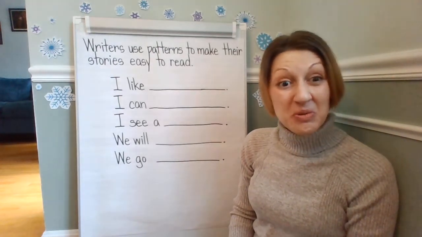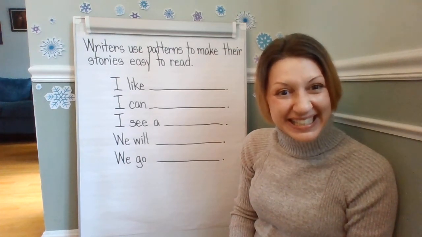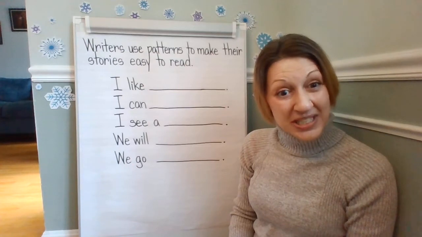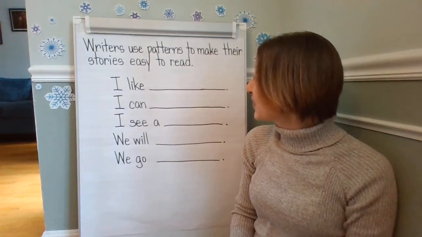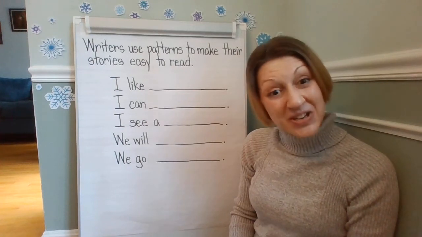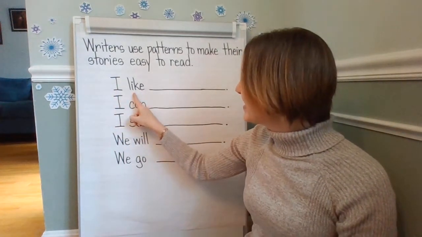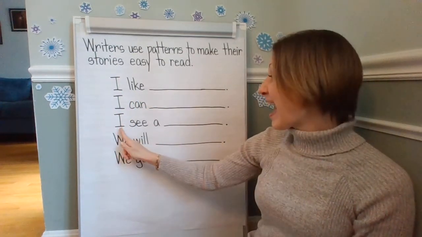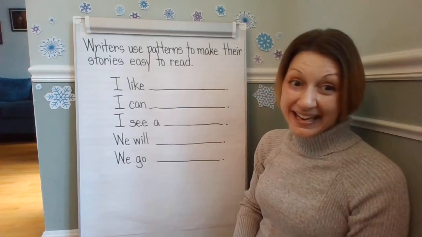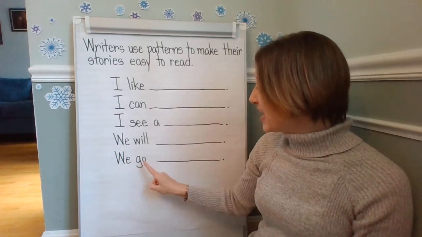Today, you're going to be writing a story using pattern sentences. Let's go ahead and look at some ideas that you might pick for the pattern that you use in your story. I like, I can, I see a, we will, we go.